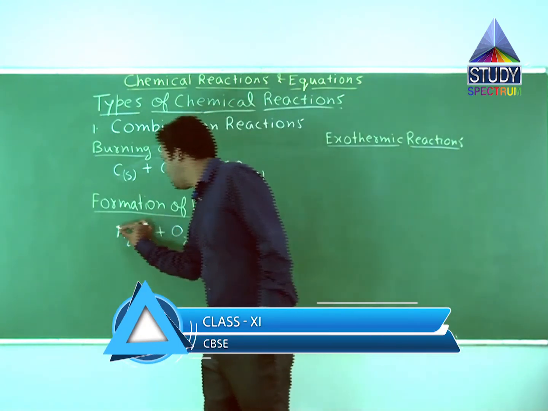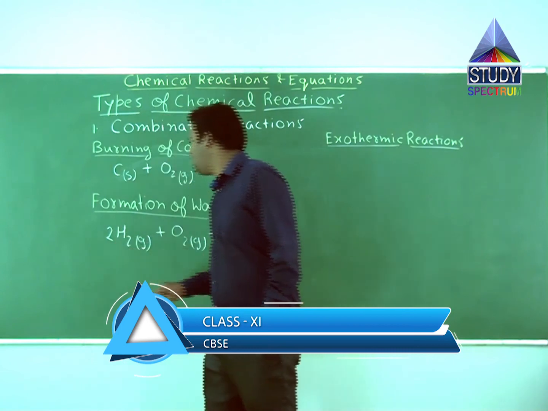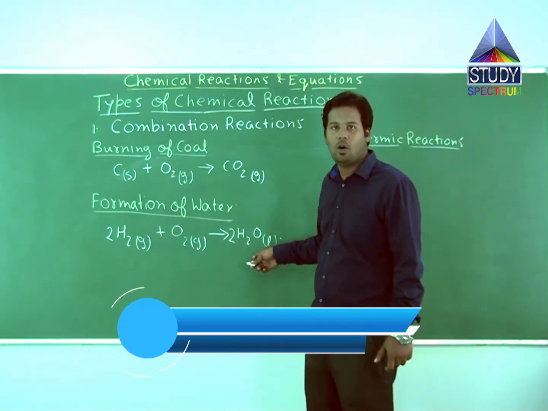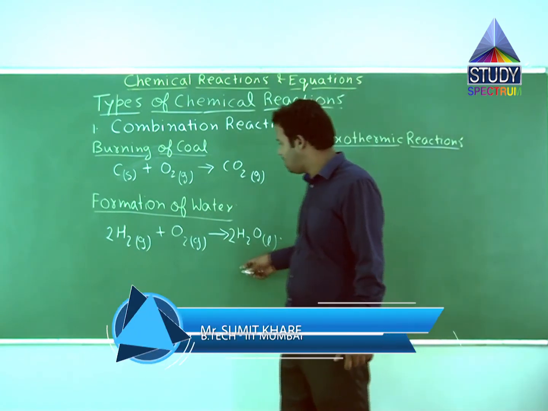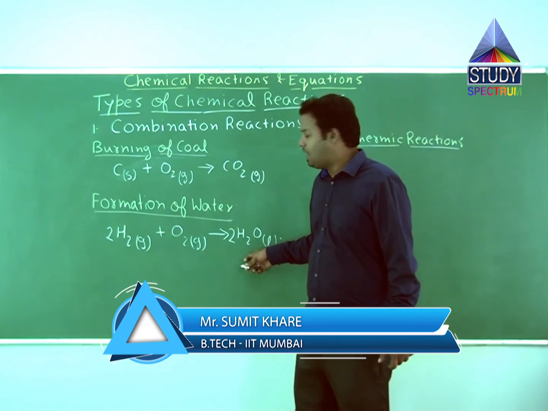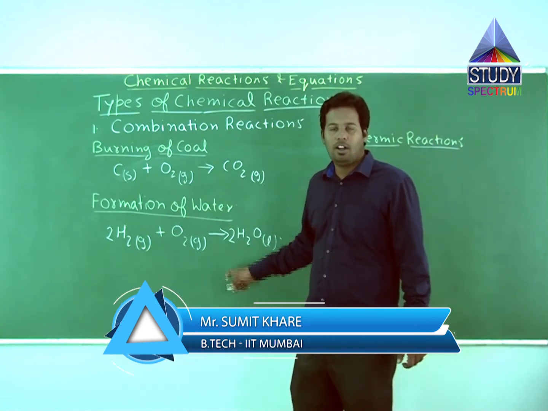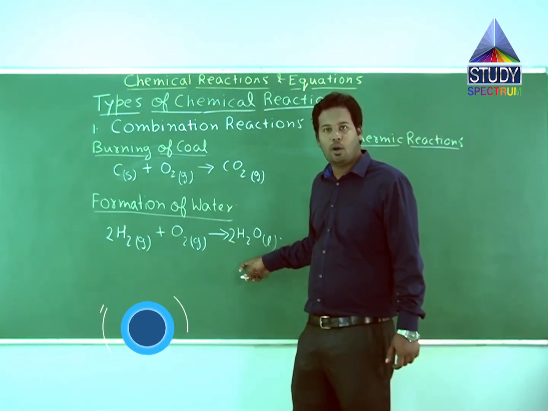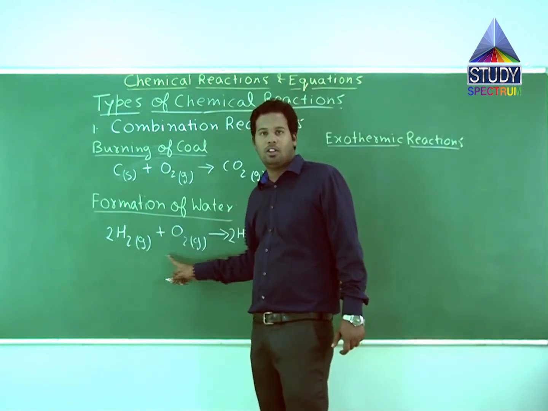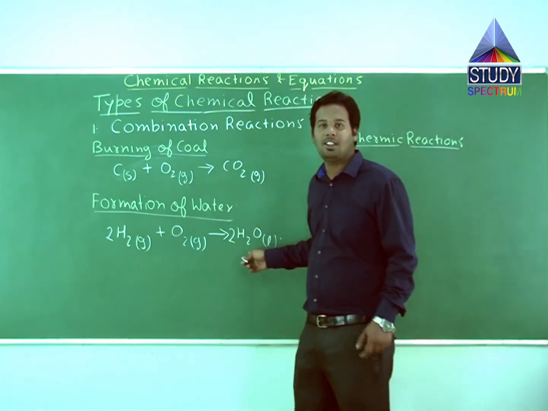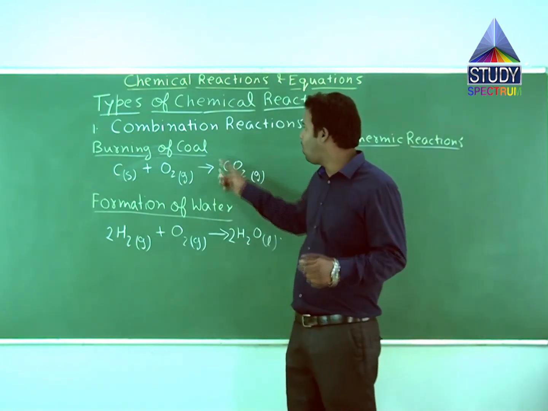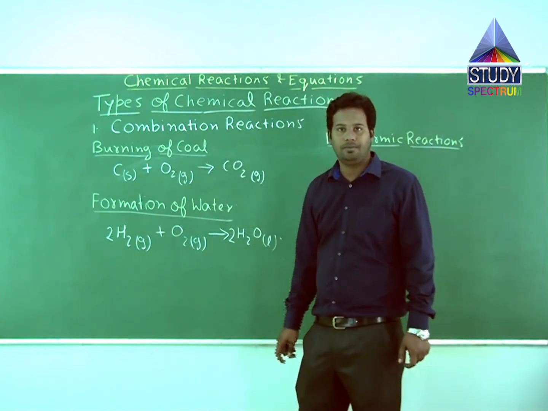So if I place 2 over here, then the number of hydrogen atoms on LHS also becomes 4, as it is on RHS. Now this reaction is a completely balanced equation. Now let me tell you, this particular reaction, formation of water, is done under the electrolysis process, where two different components, hydrogen and oxygen, are combining to form a single product. That is why it falls under the example of combination reaction.